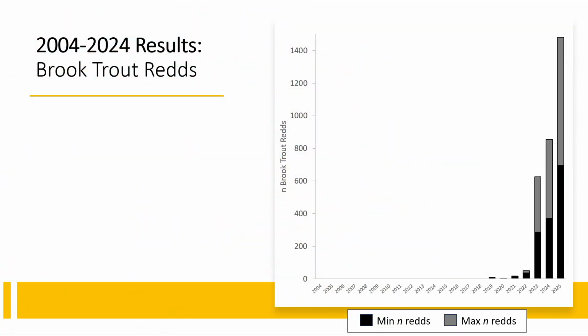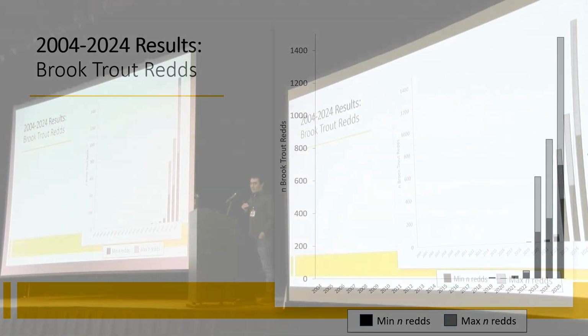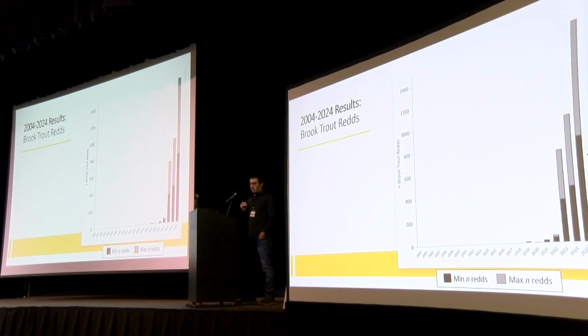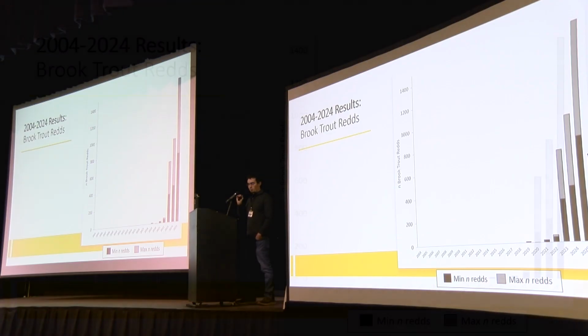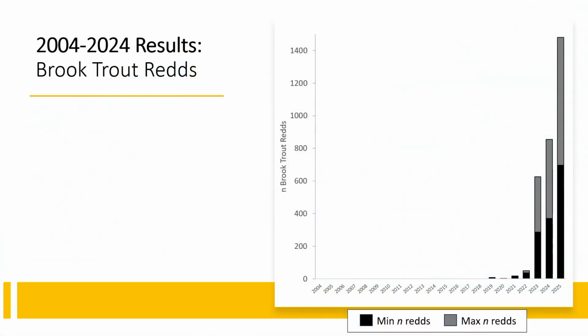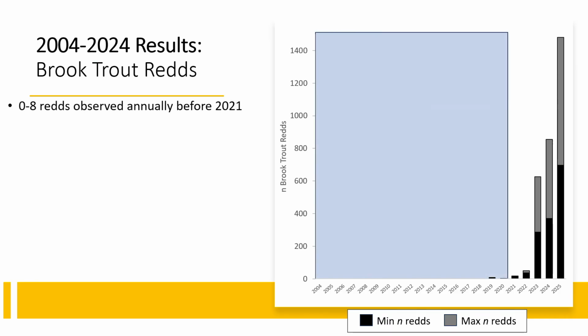Okay, and just a quick introduction of the graph before we start talking about it. This is the annual number of brook trout reds. The black bar is the minimum number that I mentioned earlier, whereas the gray bar is the maximum. That y-axis is correct. I'm going to talk to that in a second.